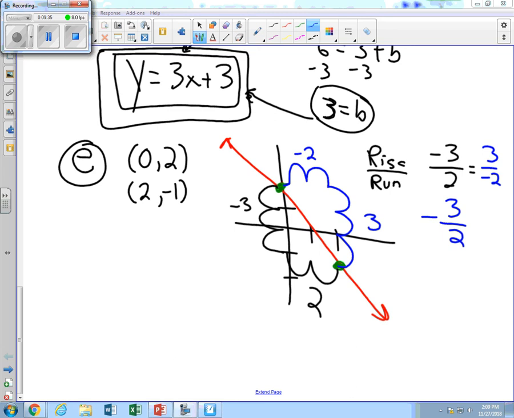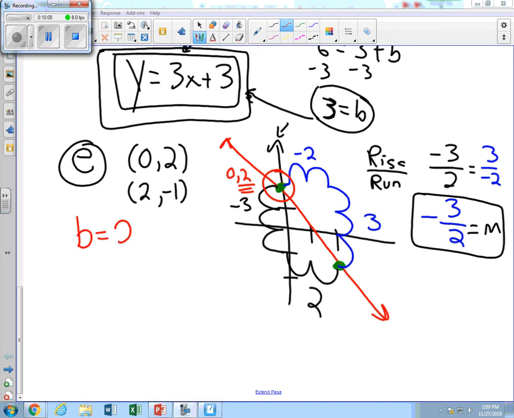Now the second part I want to talk about is the y-intercept. And let me just say this, negative 3 over 2 equals m. That's how I get my slope, by counting. The y-intercept is the same thing as saying, where does it hit the y-axis? This is your y-axis, so it hits the y-axis right here. And on our table on the paper, it says that is (0, 2). So I know it hits the y-axis at 2. So b equals 2. That's my y-intercept.